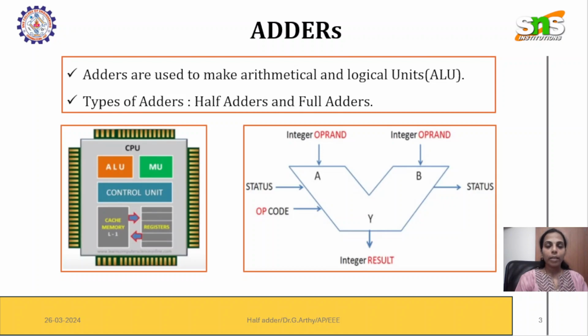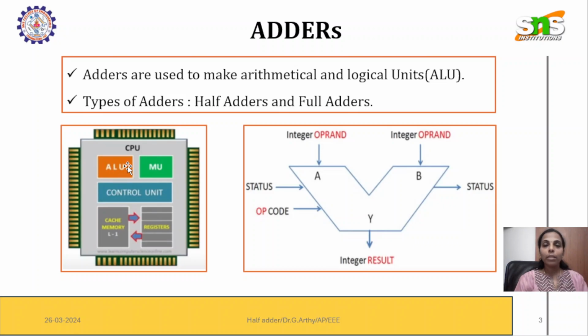Why do we need adders? Have you ever thought how your CPU does the addition process? If we consider our processor or the CPU, these are the components inside a CPU. Here we have the ALU. What is the ALU? Arithmetic and logical unit. So we need arithmetic operations as well as logical operations to be done inside this unit.